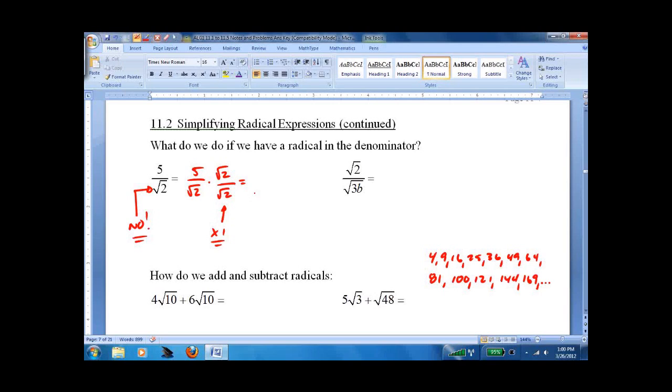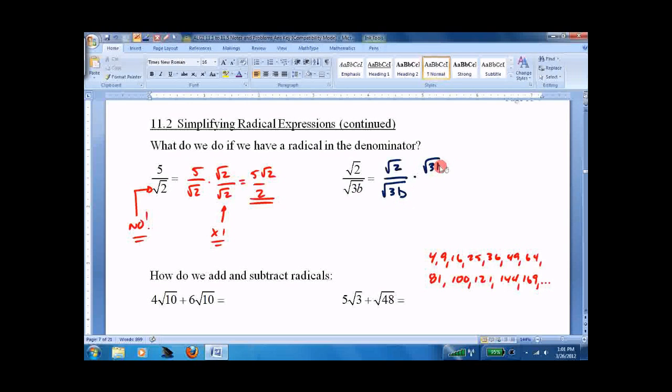So root 2 times root 2 on the bottom is just 2. And we can't combine the top at all because one's inside the root and one's not. So it's just 5 root 2 over 2. That's it. That's how we rationalize. That's what it's called, rationalizing the denominator.